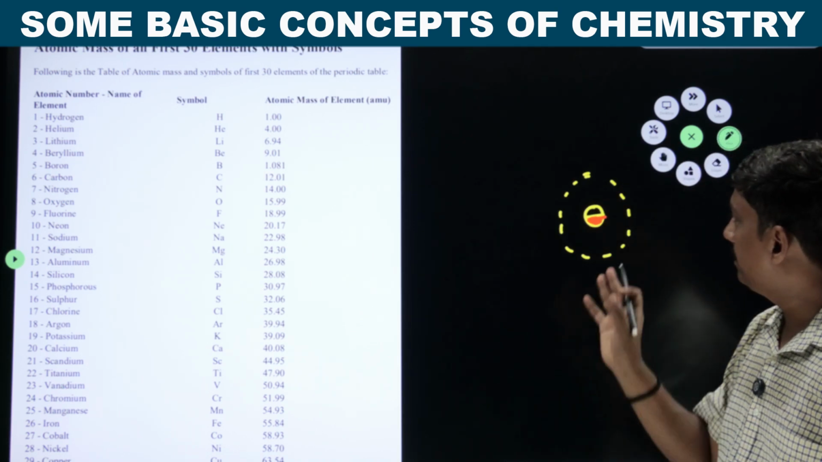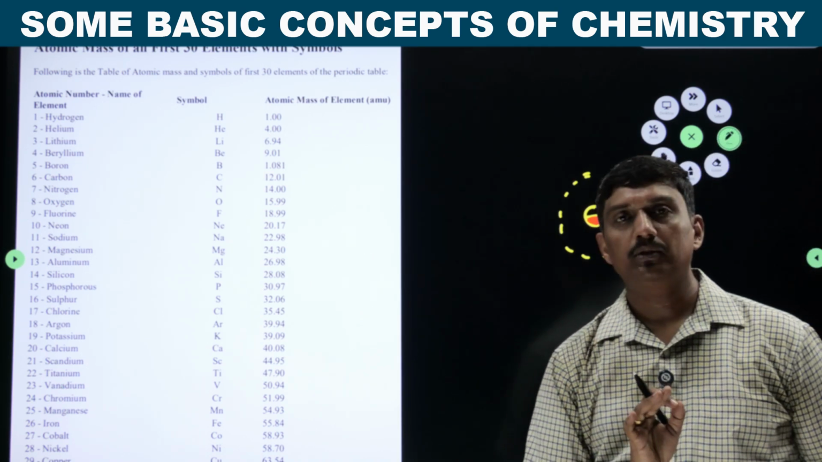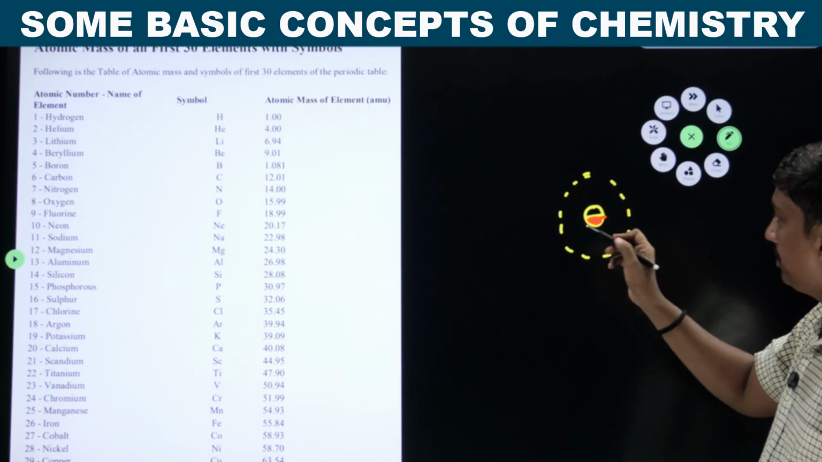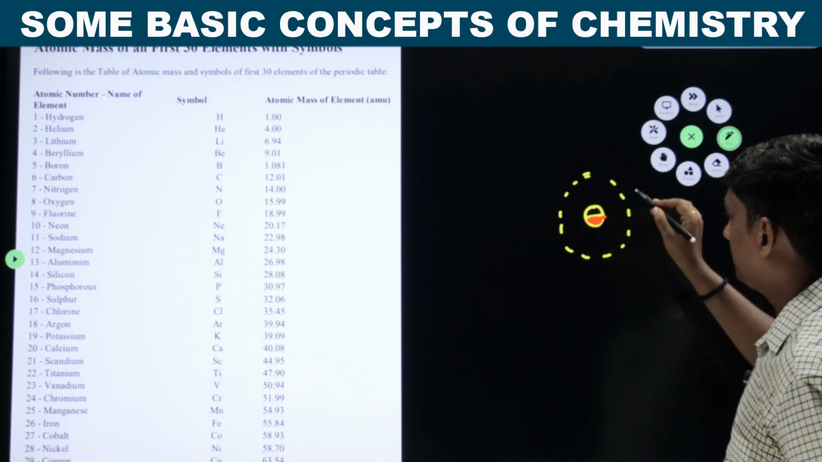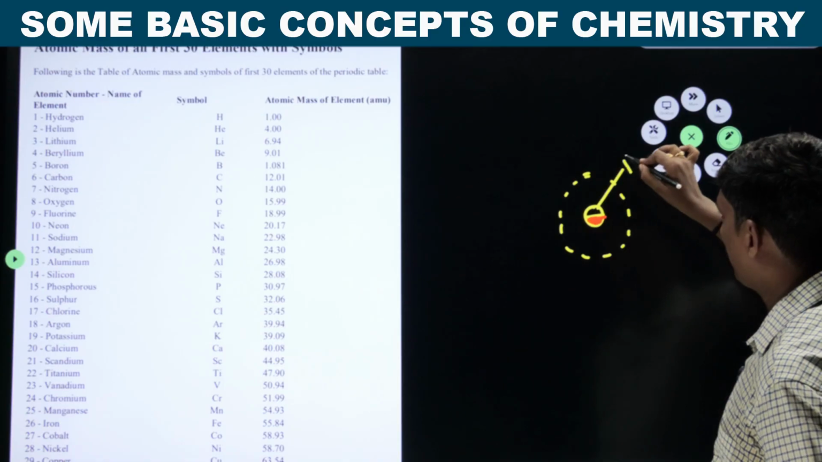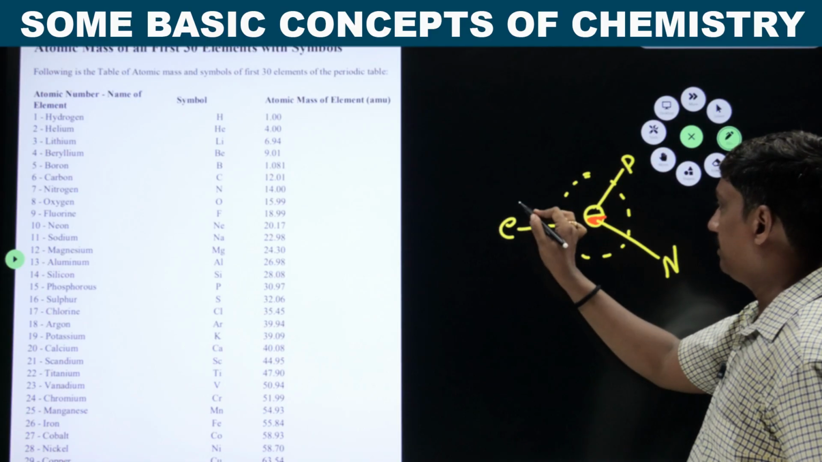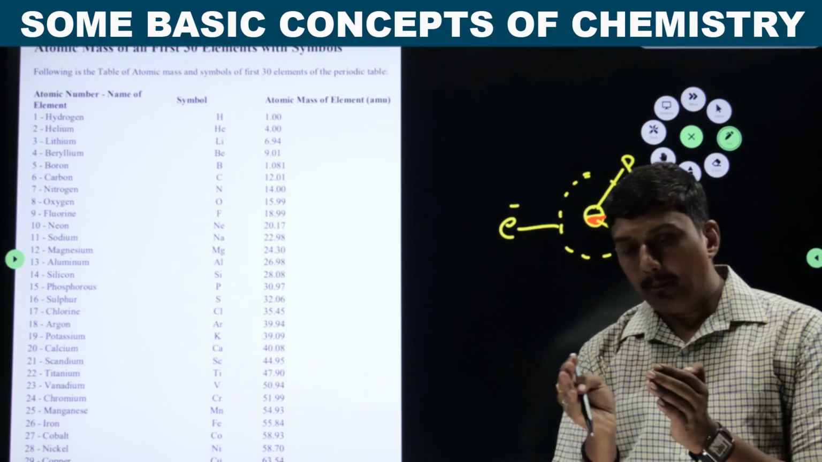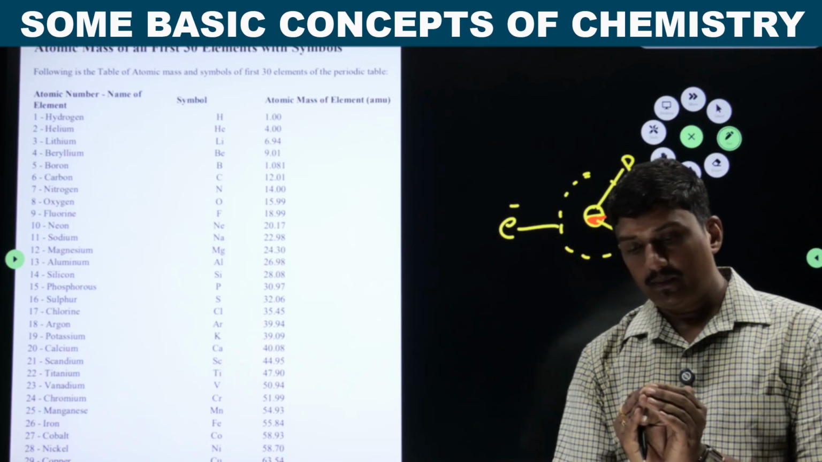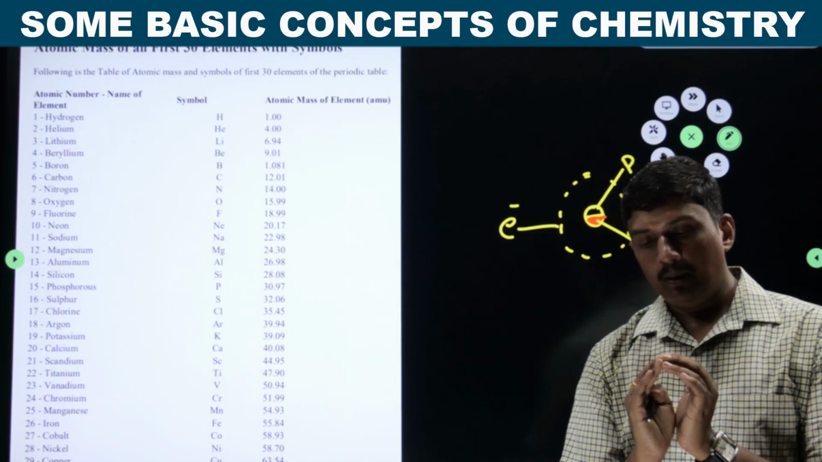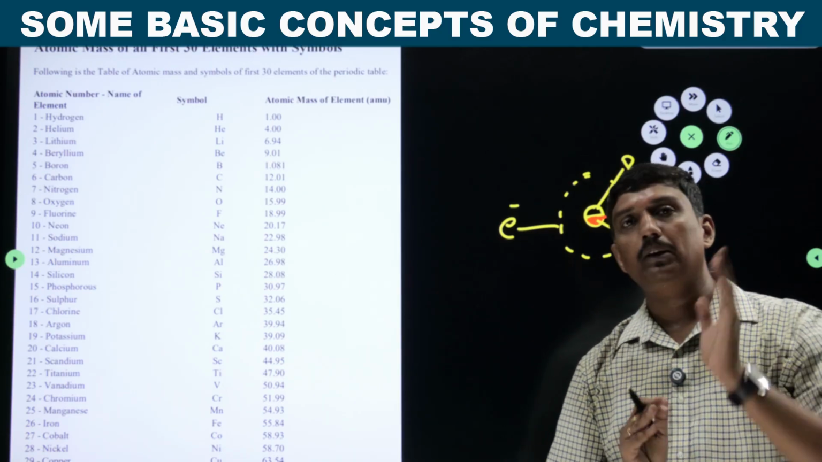See, this is one symbolic representation. An atom is made up of 3 components: one is proton, another is neutron, another is electron. Combining all these 3 in a definite manner, it is considered to be an atom.